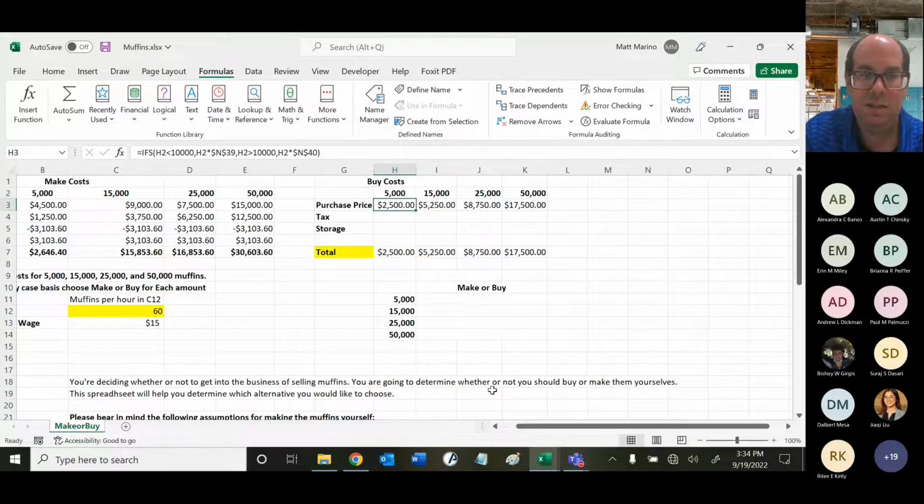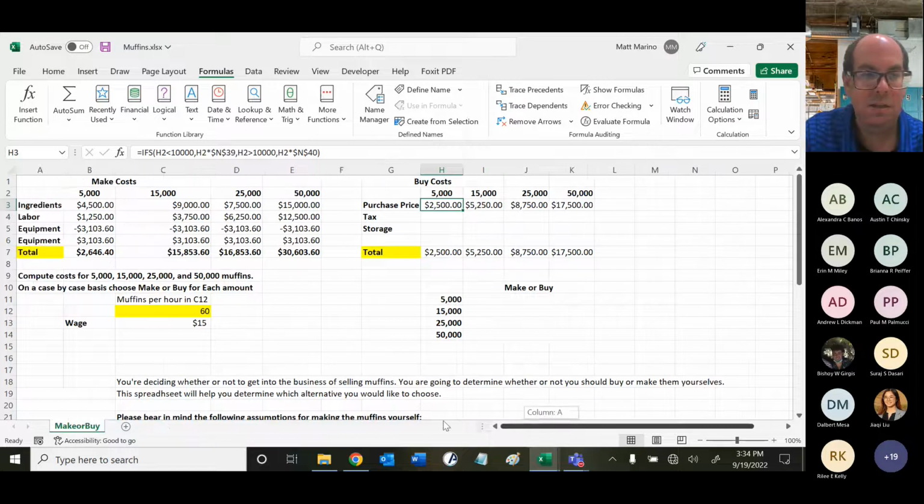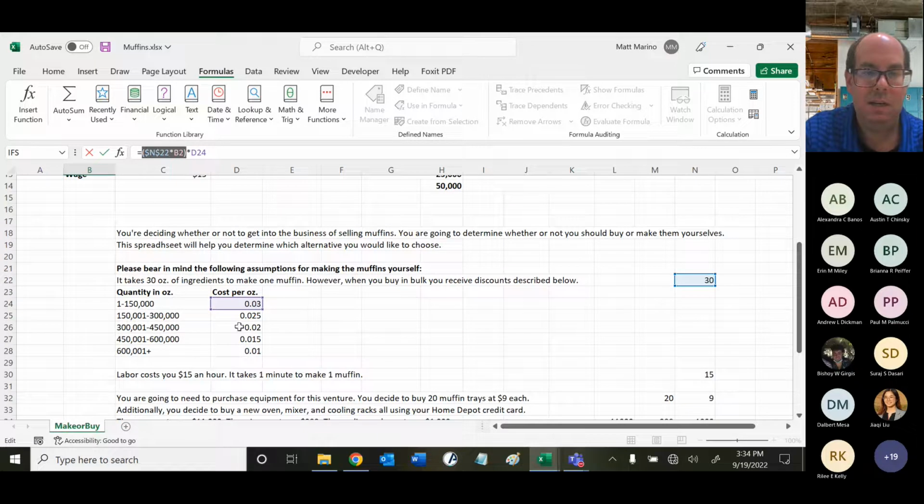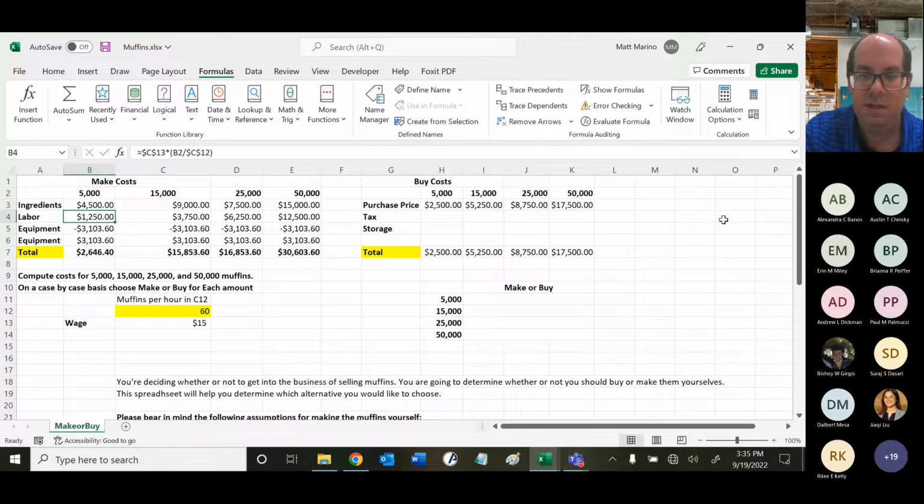For purchase price? Under the make costs, the 4,500. Yeah, for the ingredients here. I had a different formula than that. Okay. So initially we did this first part to see how many ounces of ingredients we needed. And then we looked at our table down here and multiplied it. So for each one, it was a little different. Okay, thank you. So here it's D24, here it's D26, here it's D28, here it's D20.